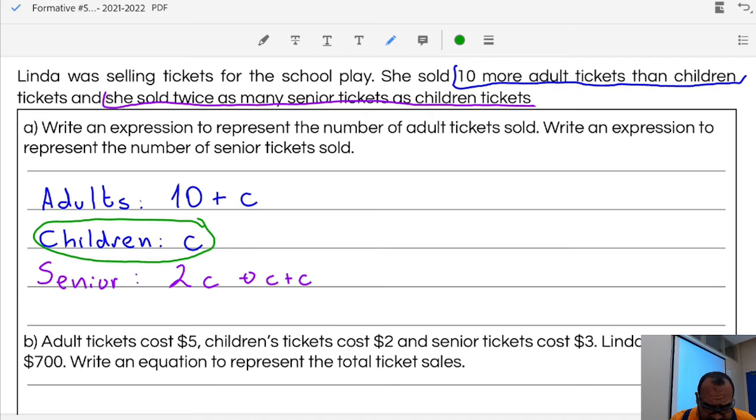Represent the number of adult tickets sold. Write an expression to represent the number of senior tickets. Oh, it's here, blue and purple. Great, let's go ahead.